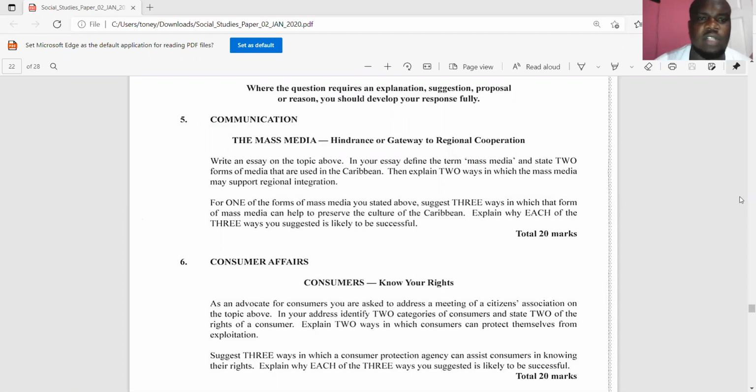All right, great. So let's look now. Communication, it says the mass media hindrance or gateway to regional cooperation. Write an essay on the topic above. In your essay, define the term mass media and state 2 forms of media that are used in the Caribbean. Then explain 2 ways in which the mass media may support regional integration. For one of the forms of mass media you stated above, suggest 3 ways in which that form of mass media can help to preserve the culture of the Caribbean. Explain why each of the 3 ways you suggested is likely to be successful, and that's for 20 marks.